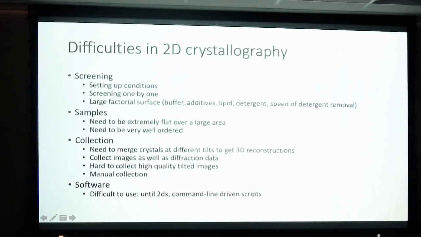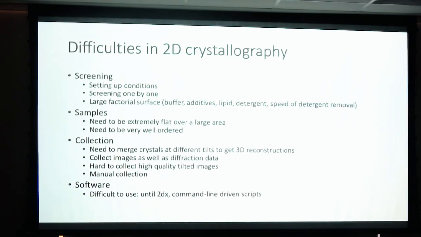So again, there were a lot of main difficulties. Screening was quite hard. Setting up conditions, screening one by one took a long time, even with some automation. And when you think about it, there's a huge factorial surface to search, because for 3D crystallography, you have your protein, but then you have all these additives, and there are hundreds of additives you can try. In this, not only are there the buffer and additive conditions, but you also had to screen for lipid and different detergents, and even the speed of detergent removal. So it was just kind of incredibly hard.